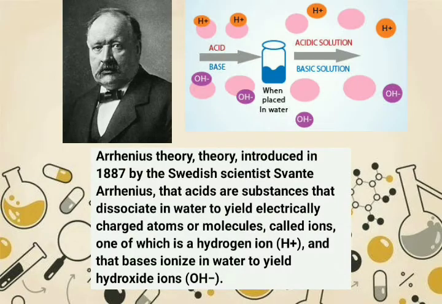For the theories, Arrhenius theory, introduced in 1887 by the Swedish scientist Svante Arrhenius, states that acids are substances that dissociate in water to yield electrically charged atoms or molecules, called ions, one of which is a hydrogen ion, and that bases ionize in water to yield hydroxide ion.